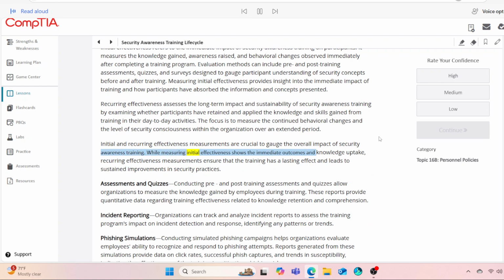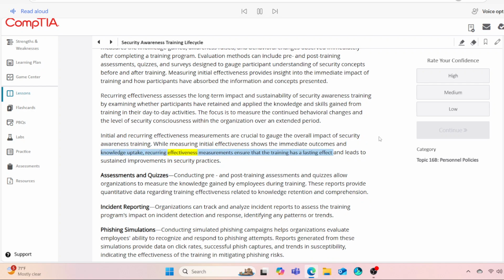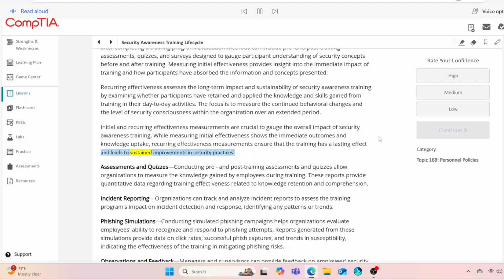Initial and recurring effectiveness measurements are crucial to gauge the overall impact of security awareness training. While measuring initial effectiveness shows the immediate outcomes and knowledge uptake, recurring effectiveness measurements ensure that the training has a lasting effect and leads to sustained improvements in security practices.